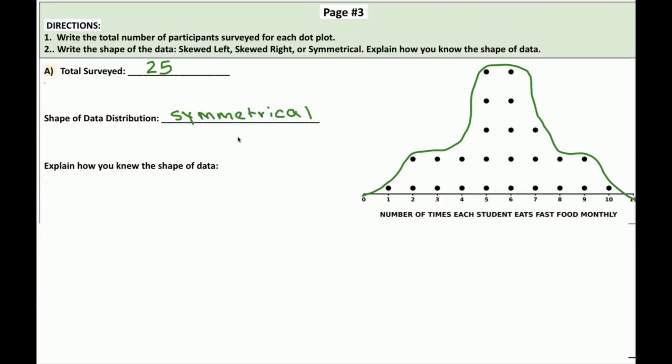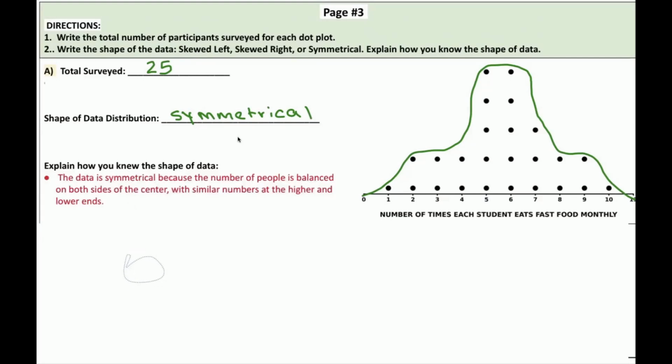And then explain how you know the shape of data. The data is symmetrical because the number of people is balanced on both sides of the center with similar numbers at the higher and lower ends. Once you have this down, I want you to complete B and C, then come back to the video.